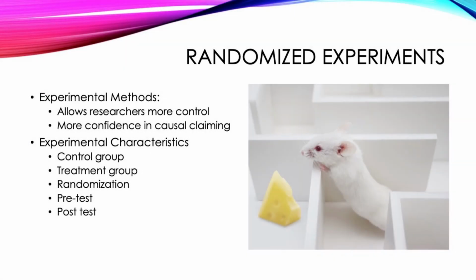So causal claims are perhaps easiest made when we're dealing with randomized experiments. So when we're talking about experimental methods, these are methodological approaches in which the researcher has the most control over the subjects in the study, and that gives us more confidence in the ability to make a causal claim.